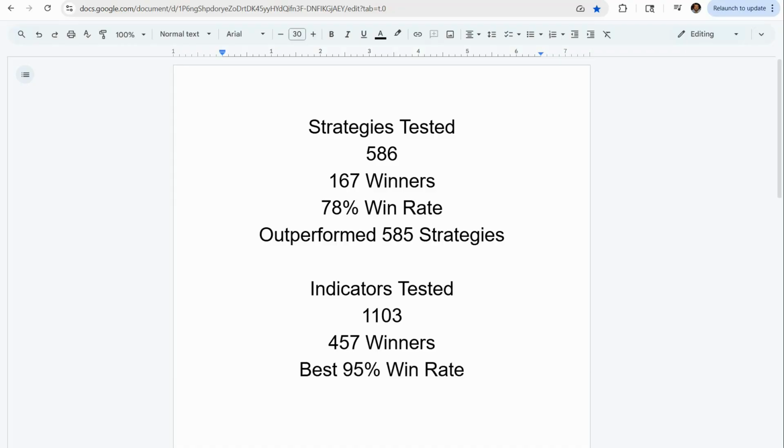Alright, as I said, today we will be testing a new version of an old indicator. Before we do though, I wanted to put the testing scoreboard up for everyone to see. So to date, we have tested a total of 586 different strategies. The best one so far was able to achieve a 78% win rate. That was achieved using the Academy Forex indicator and the Academy Forex higher time frame fractal candle indicator, and a strategy that I'll mention later on in this video.